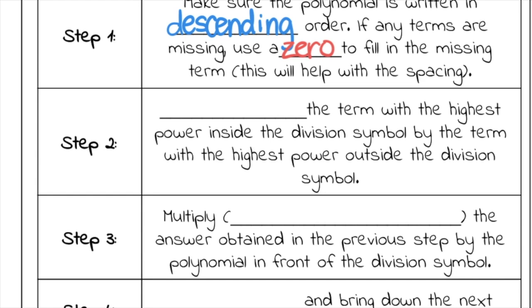All right, so step 2, after you've put it in descending order, you've put placeholders where any pieces are missing with a 0, you're going to actually divide the term with the highest power inside the division symbol. So you're going to divide the power inside the division symbol by the highest power outside of the division symbol. So you basically got to figure out, what do I need to multiply the largest piece by on the outside to make it the piece on the inside.